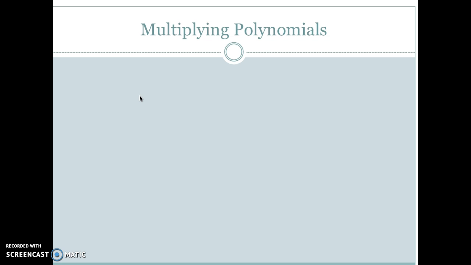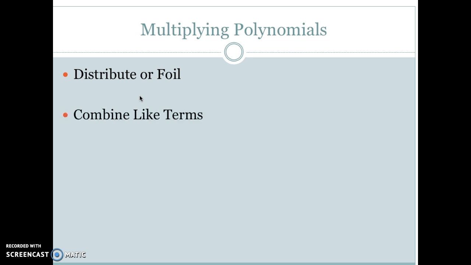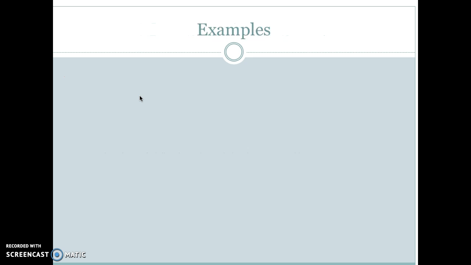Now, let's look at multiplying polynomials. With multiplying polynomials, we want to distribute or FOIL first. Then we want to combine like terms and write our answer in standard form. As you remember, standard form is ax squared plus bx plus c. So let's look at some examples.